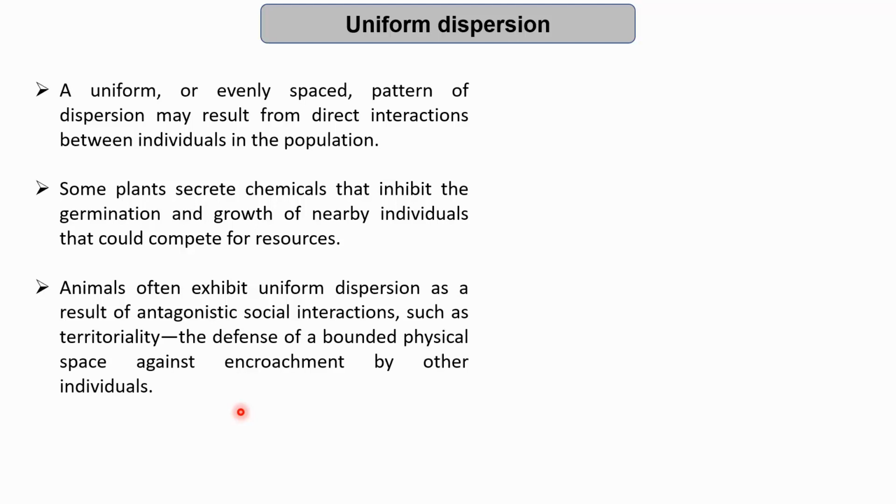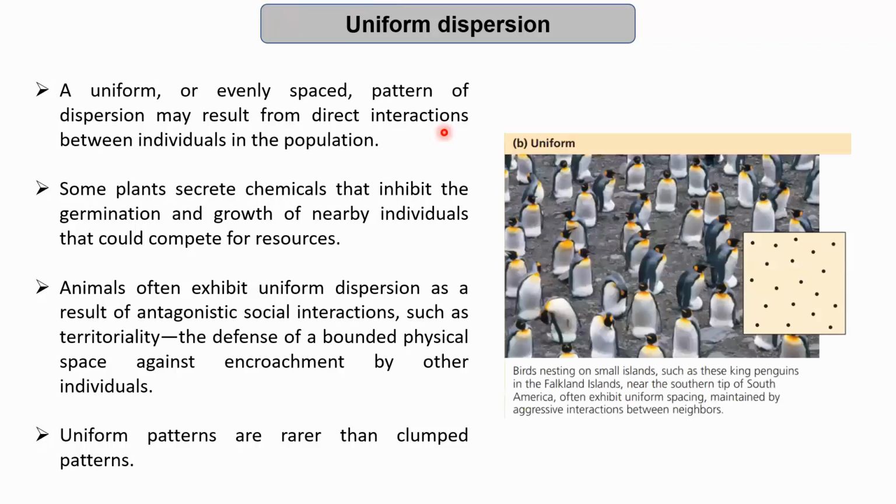Uniform patterns are, however, rarer than clumped patterns. The clumped pattern is more common as it offers many advantages, but uniform patterns are found, though they are rarer. This is an example of the uniform pattern. If I look at this pattern, the individuals are uniformly spaced. An example is birds nesting on a small island.